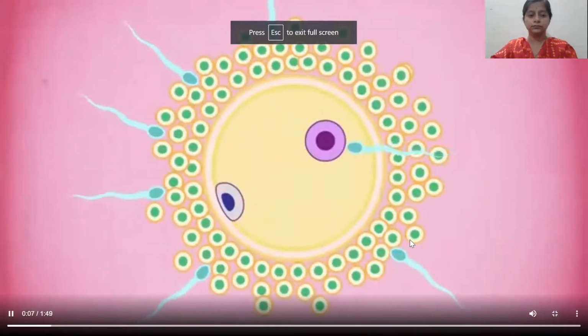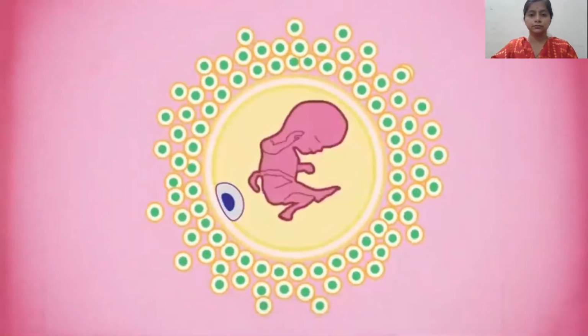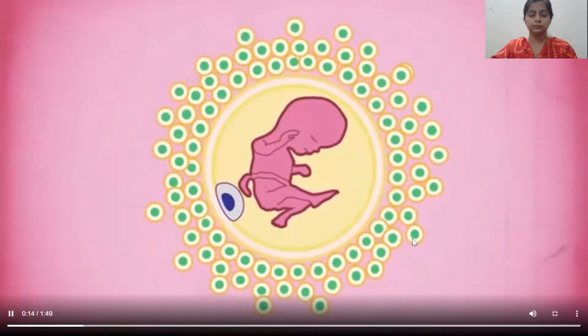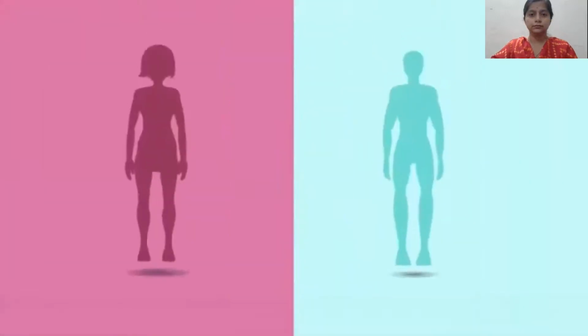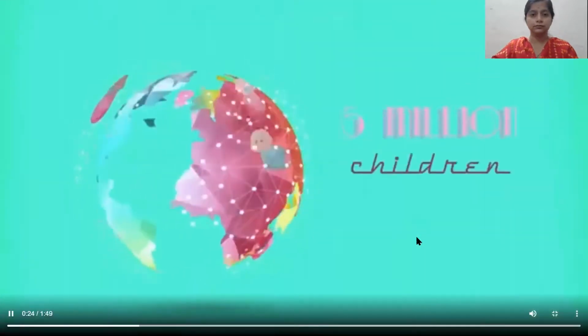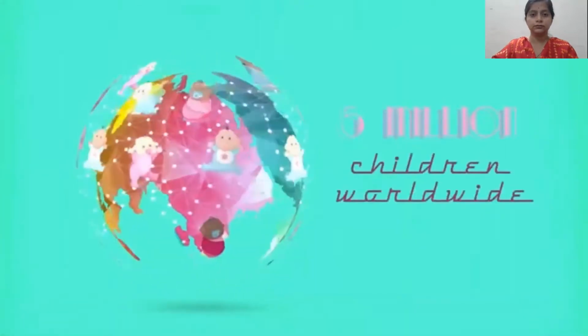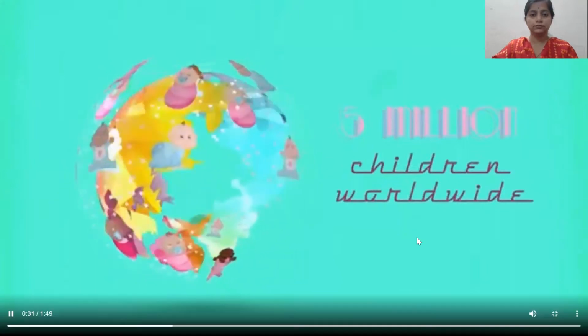Most babies are conceived by sperm fertilizing an egg and the fetus growing inside the mother's uterus. But sometimes this is not possible. One or both parents might have fertility problems. For lots of different reasons, some parents are unable to have children. In fact, there are 5 million children worldwide born to parents who either couldn't or had difficulty producing babies.